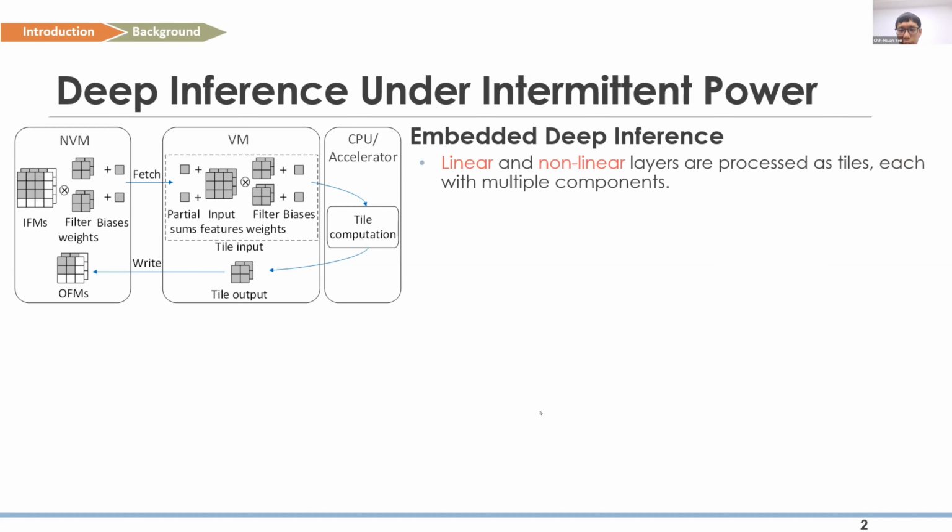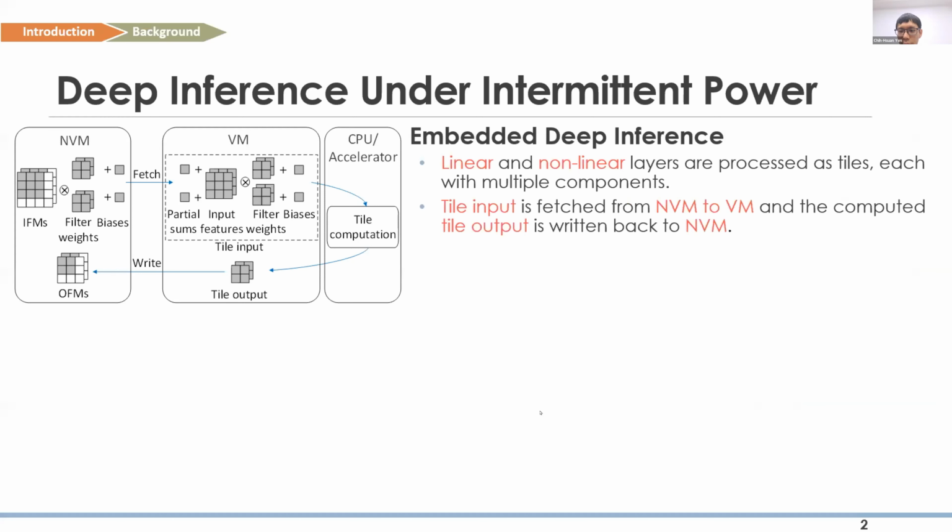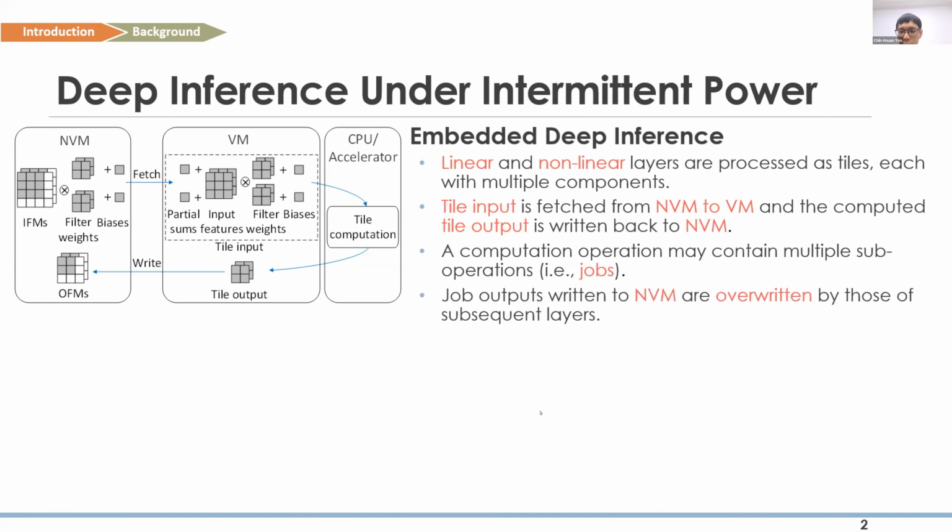Due to resource constraints, both linear and nonlinear layers are processed as tiles. To compute a tile, the components related to the tile input are fetched from non-volatile memory to volatile memory, and the tile output is written back to the NVM. A computation operation may contain multiple sub-operations referred to as jobs. Due to limited NVM capacity, the job outputs written to the NVM buffer may overwrite those written by previous layers.